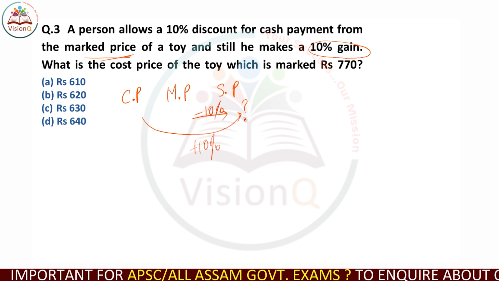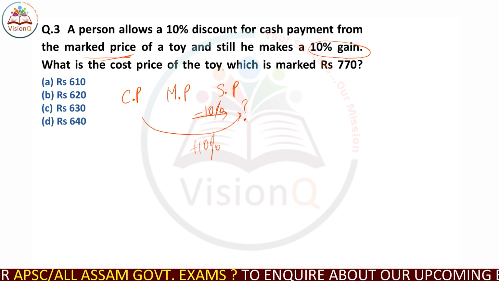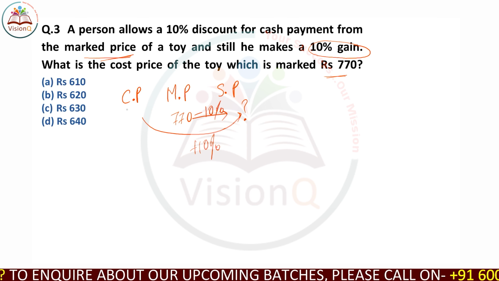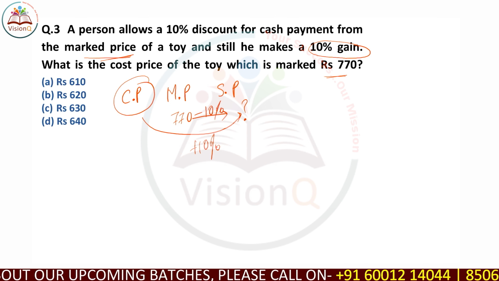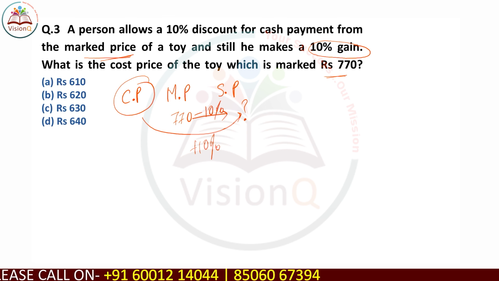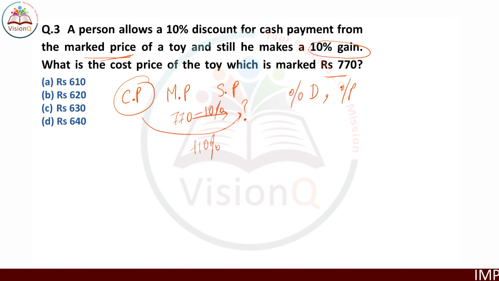Selling price is unknown. The marked price of the toy is given to be how much? 770. It is asked to find out the cost price of this toy. Now, in such questions, a very important formula is applicable, whenever you are given questions based on percentage discount and percentage profit or loss.